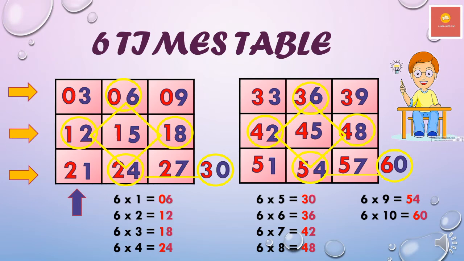You can see all these answers in the circles. Like 6 ones are 6, it is already circled. 12, 18, 24, 30, 36, 42, 48, 54 and 60. They are all circled, and this is how we have done with our 6 times table. So this is the most interesting trick. You just have to remember it and you will be mastering the 6 times table.